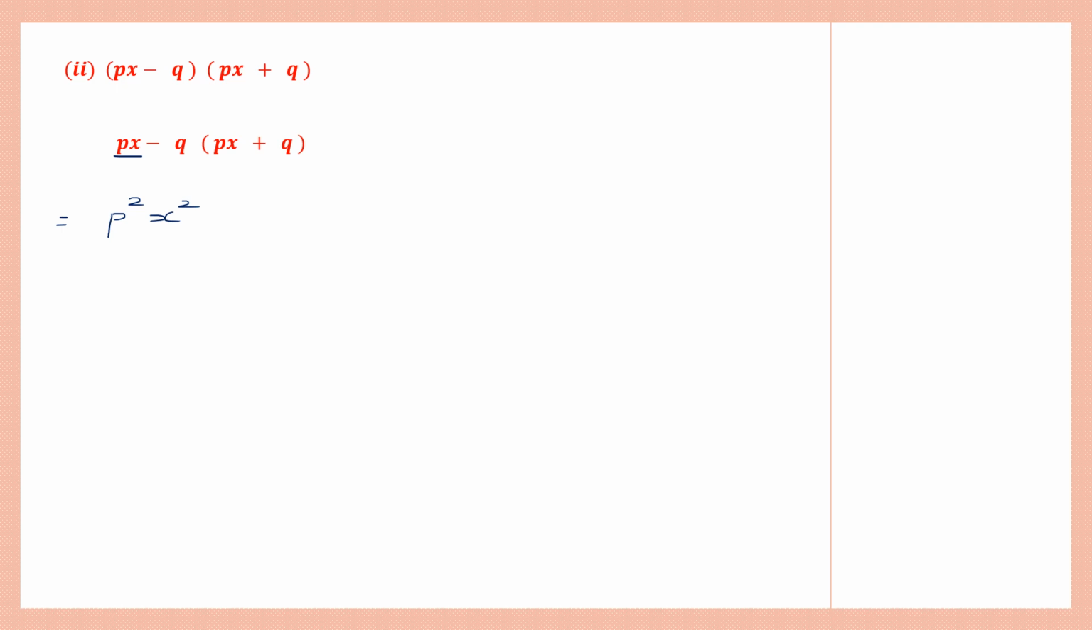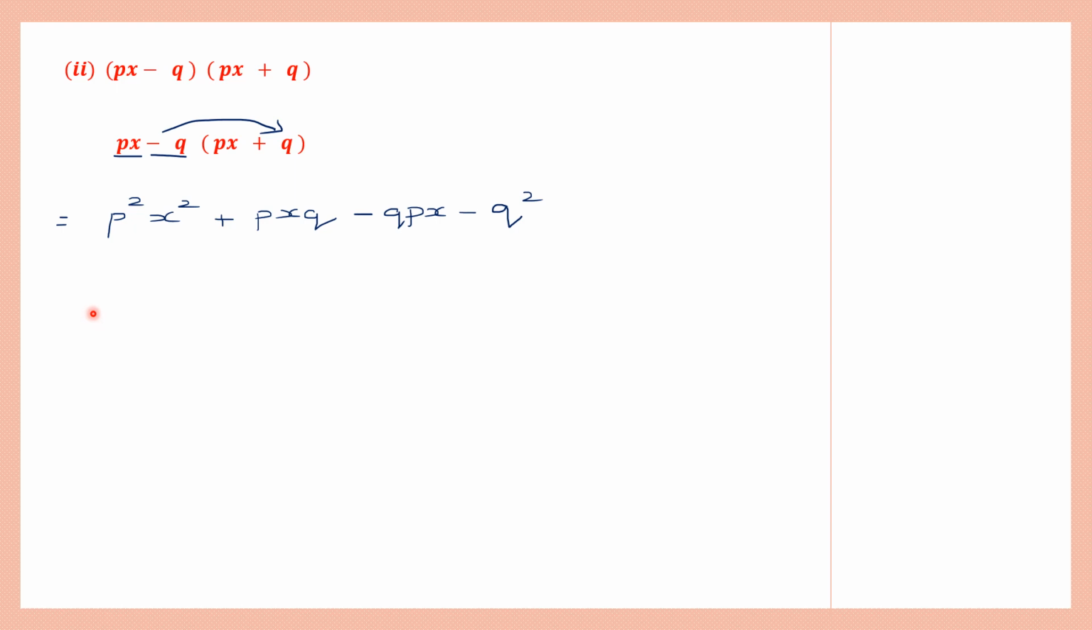Let's multiply px into plus q. So that will be plus, then p, x and q as it is, because we are multiplying them. The next one is we multiply minus q into px. So the sign is going to be minus, then it will be q, p and x as it is. Now we are going to multiply minus q into plus q. So that will be, the sign is minus, q into q is q square.